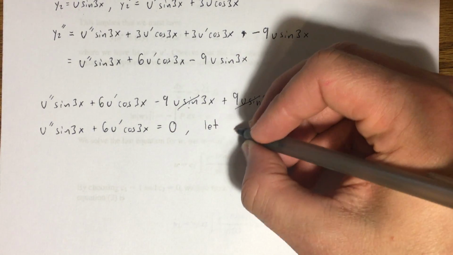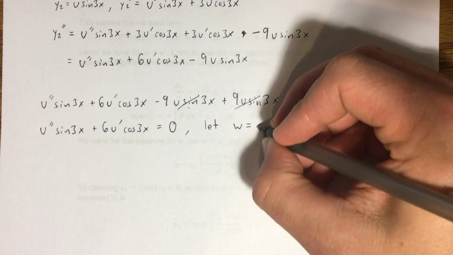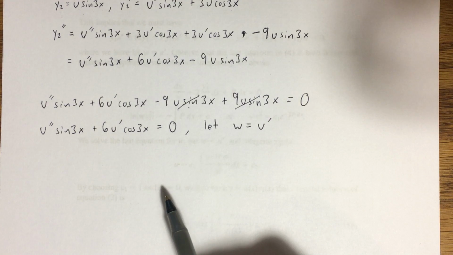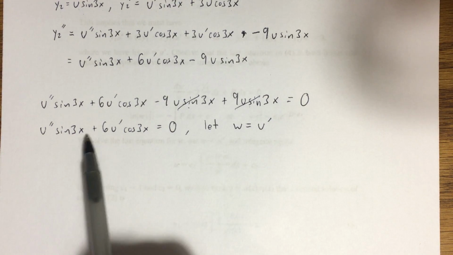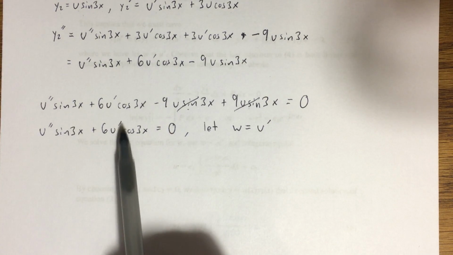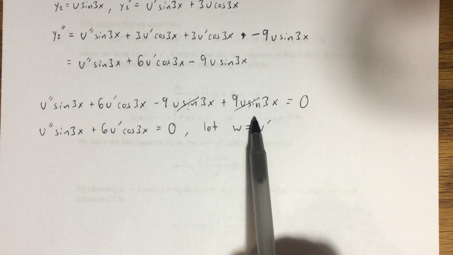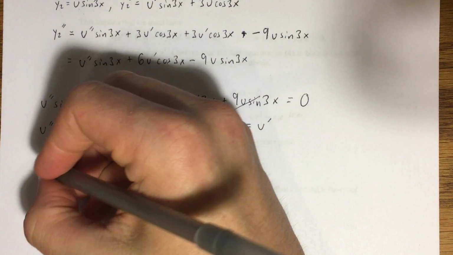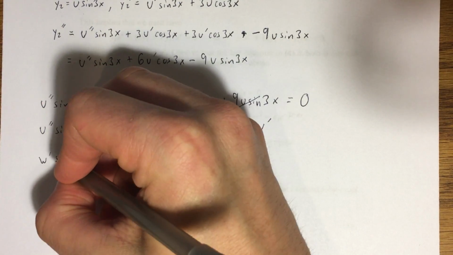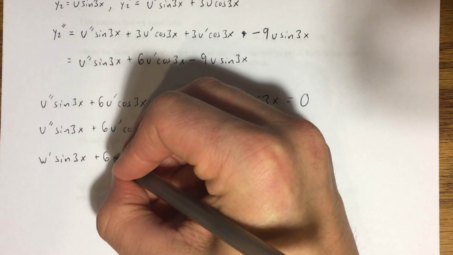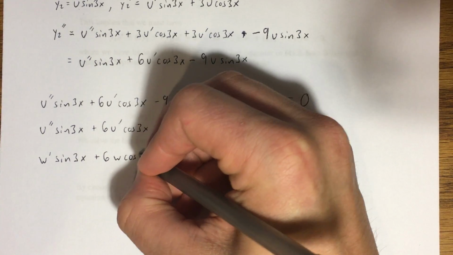Because there are no u's present in this equation, I get to do something kind of tricky. So let w equal u prime. I'm going to let w equal the derivative of u. If I make some substitutions here, then that u prime becomes w, and that u double prime becomes w prime. So this is w prime sine of 3x plus 6w cosine of 3x equals 0.